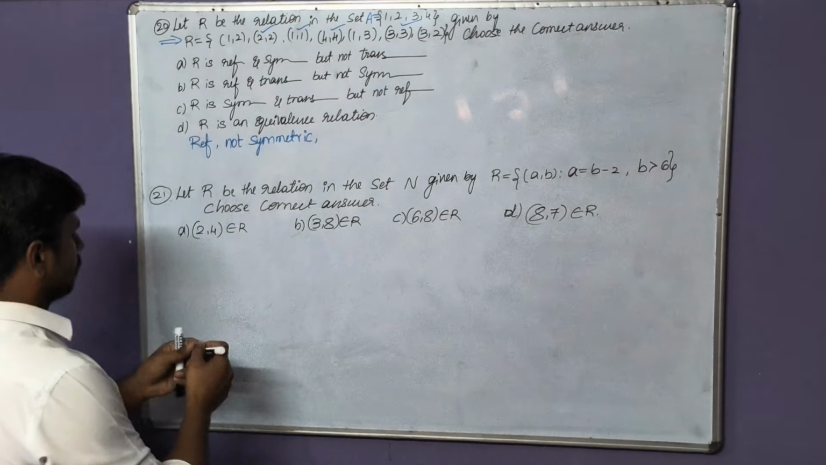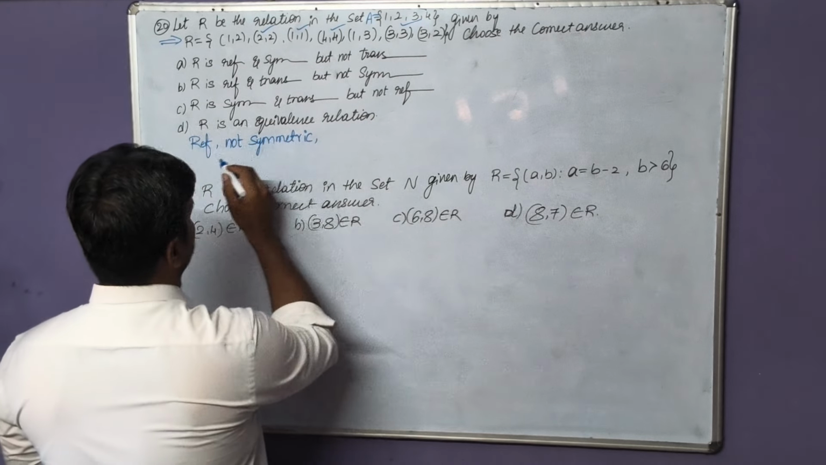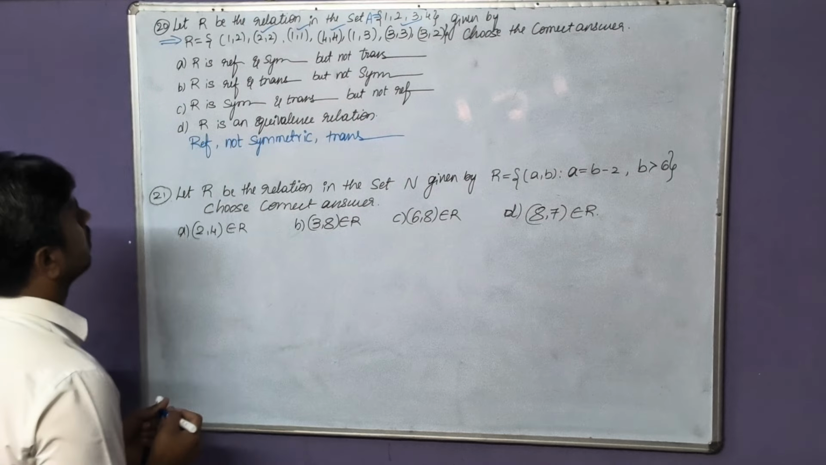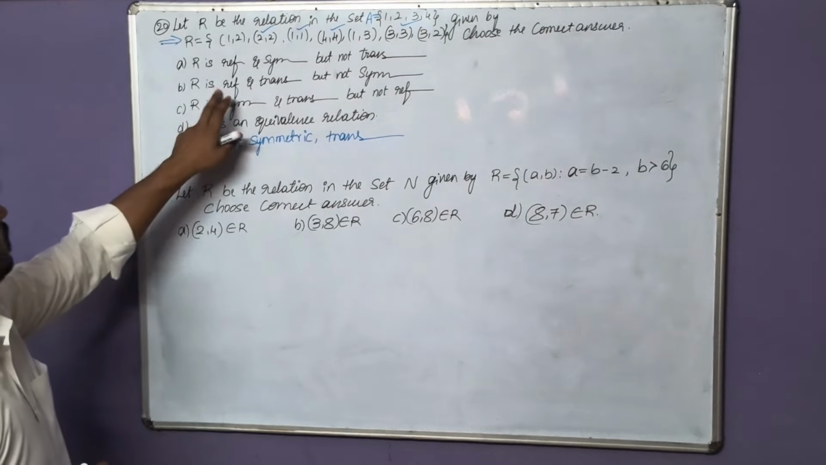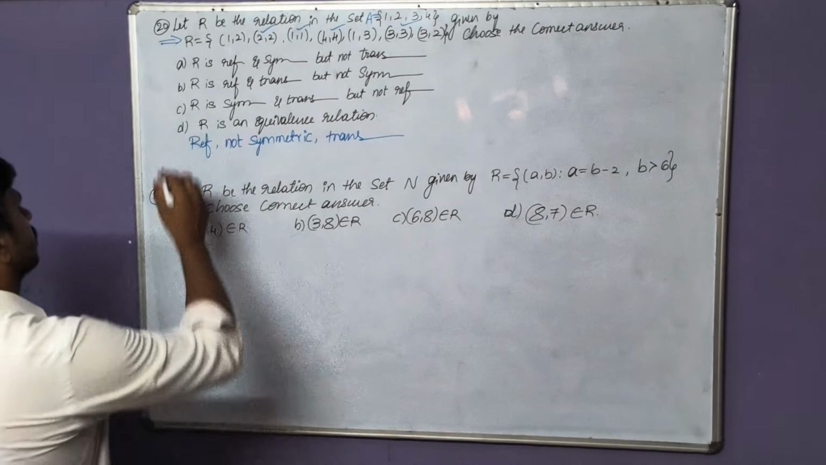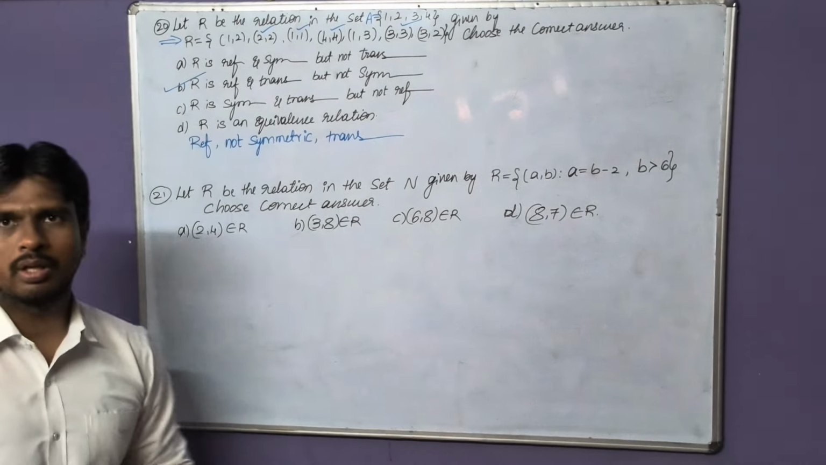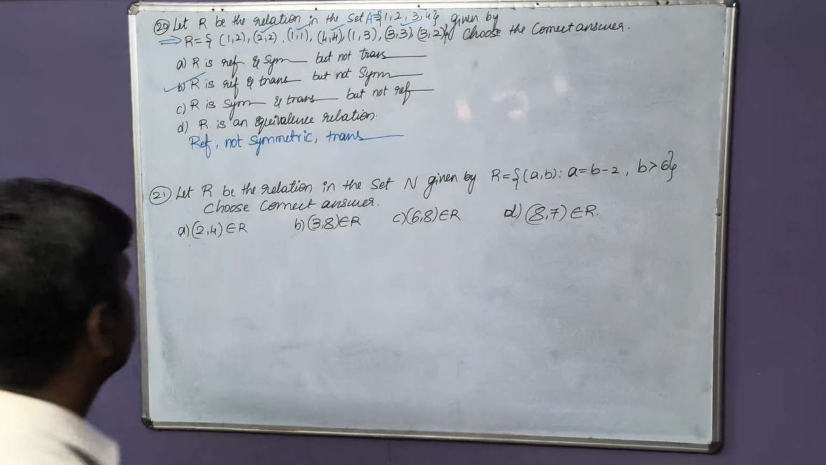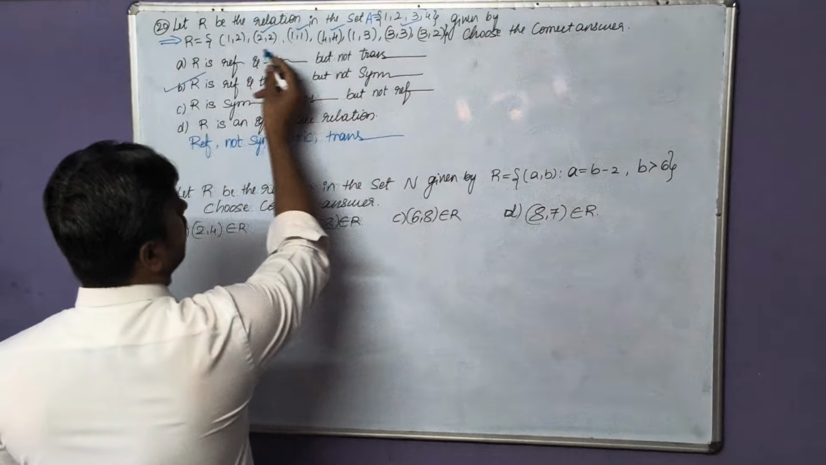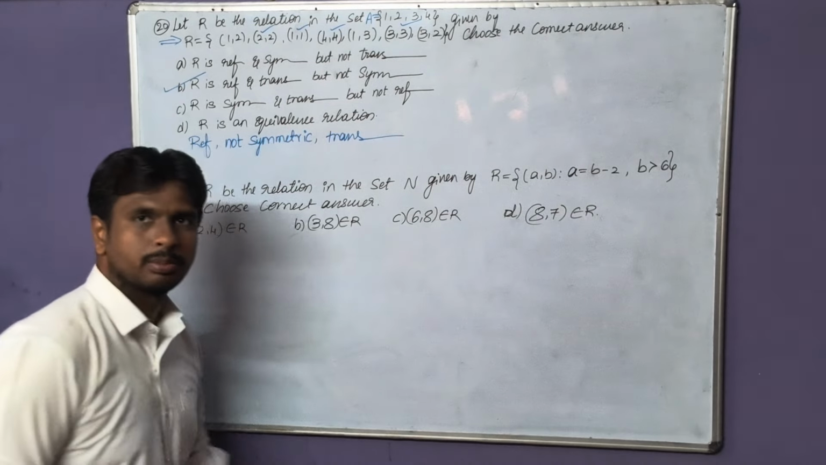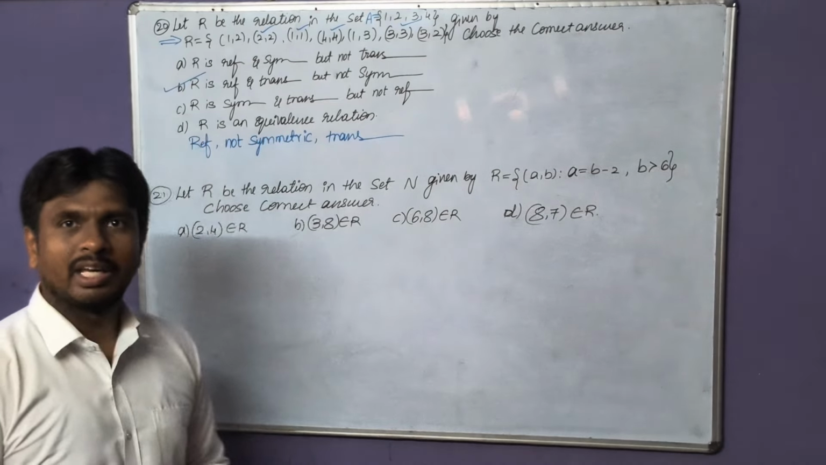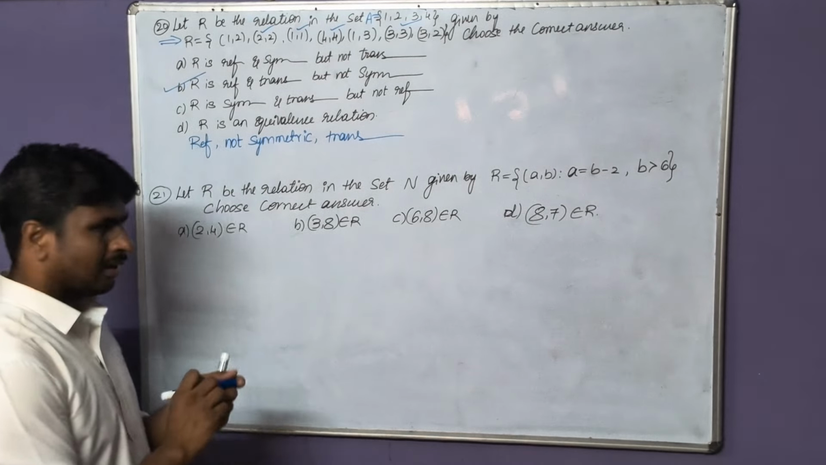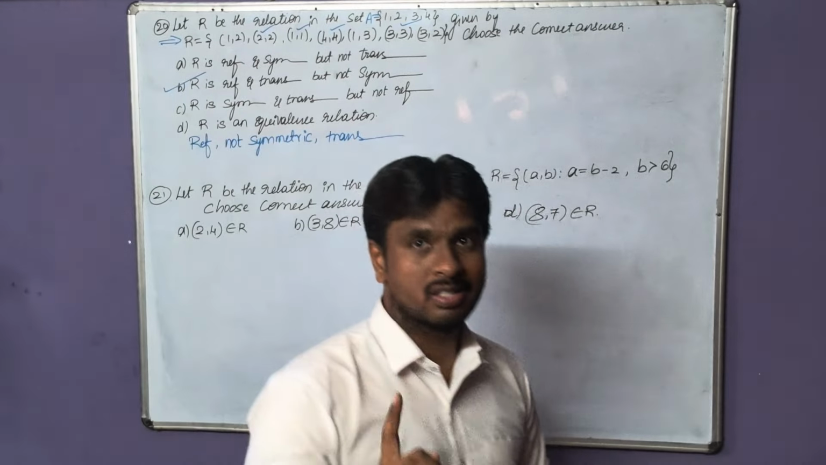Do we have any option that says the relation is reflexive and transitive but not symmetric? R is reflexive and transitive but not symmetric. Yes, we have such an option. Option B, I guess. Option B is the right answer, because if you take any two ordered pairs of the form (a,b) and (b,c), it will satisfy (a,c) as well. Accordingly, we can say that option B is the right answer. Now moving to the last problem in the relation.